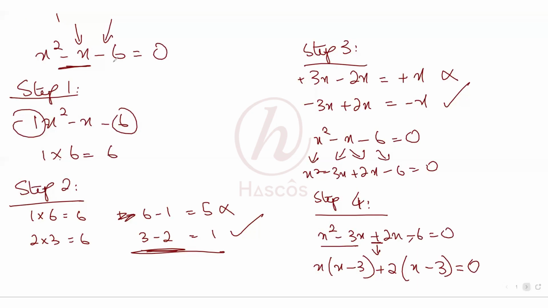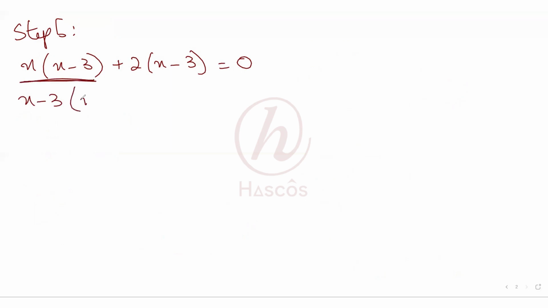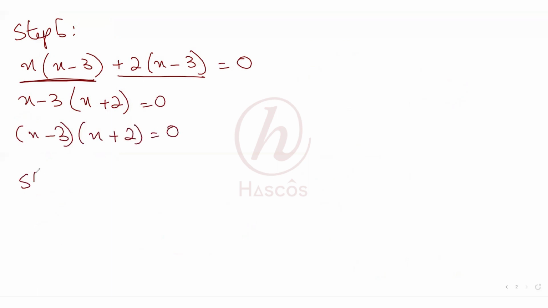Let's rewrite the factorized equation from step number 4, x bracket x minus 3 plus 2 bracket x minus 3 equals 0. Now we need to take out the common bracket as common. Take x minus 3 out. When we take away x minus 3 from this term, we're left with an x. When we take away x minus 3 from this term, we're left with a positive 2. We put a bracket with an x minus 3 to ease our calculations for us and avoid silly mistakes.